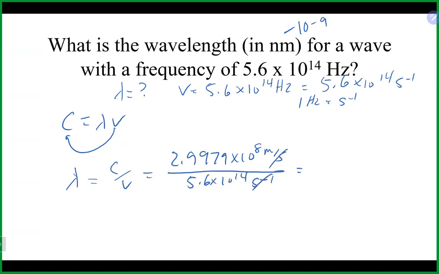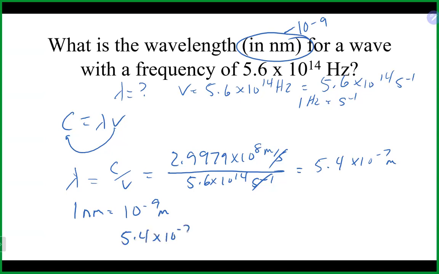In this case, the seconds are actually going to cancel. That will leave us units of meters. And that'll get us something like, we'll call it 5.4 times 10 to the minus 7 meters. We again wanted nanometers, so a reminder that 1 nanometer is equal to 10 to the minus 9 meters. So that is the proper way to use that conversion, not the other way around. That will get you 5.4 times 10 to the minus 7 meters.